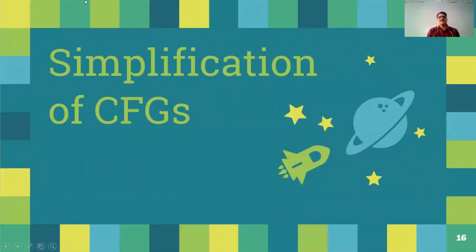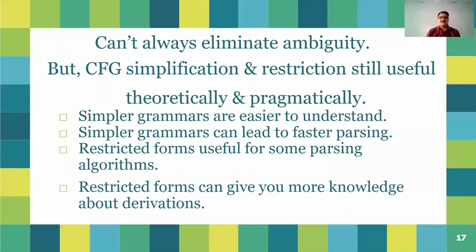Hello, students. After completing the ambiguous grammar, today we will discuss the simplification of context-free grammar. So now we will start the simplification. So the point is, why do we require to simplify the grammar?